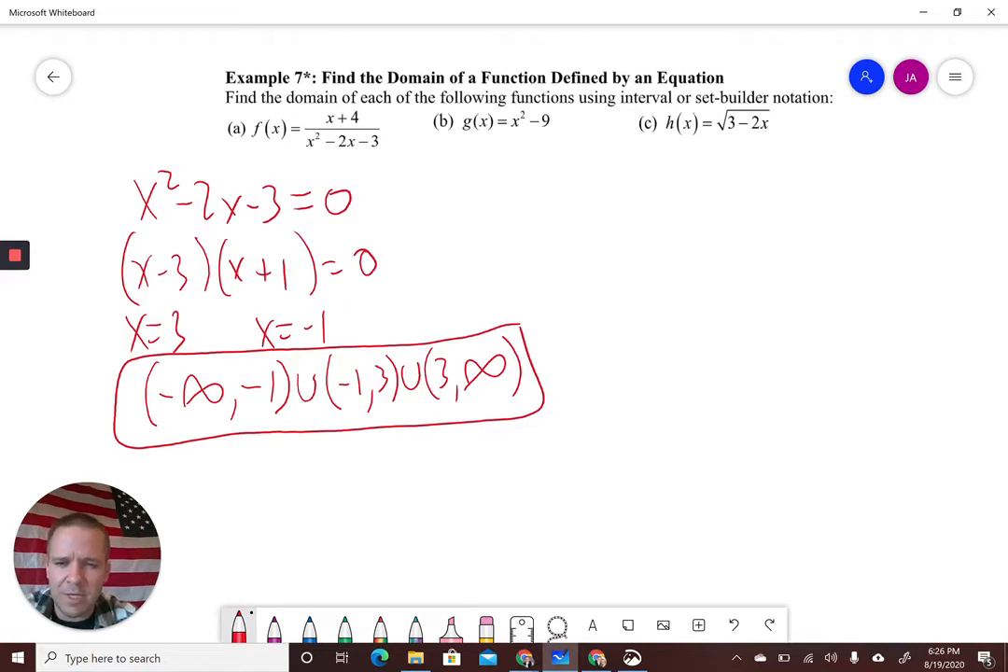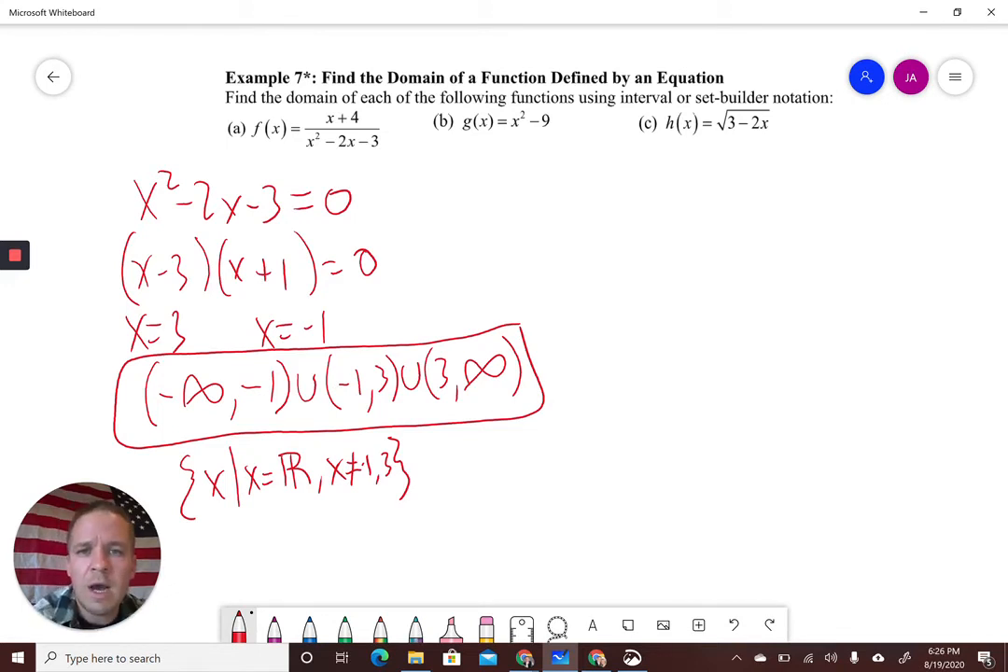For set notation, you'll see it written in different ways, like brackets, x such that x equals all real numbers, except x cannot equal -1 or 3. Okay, and there's shortcuts of writing those things, but that's the set builder notation. When you're entering it online, it uses interval notation. So got to be savvy with both, if you will. All right, the next one.